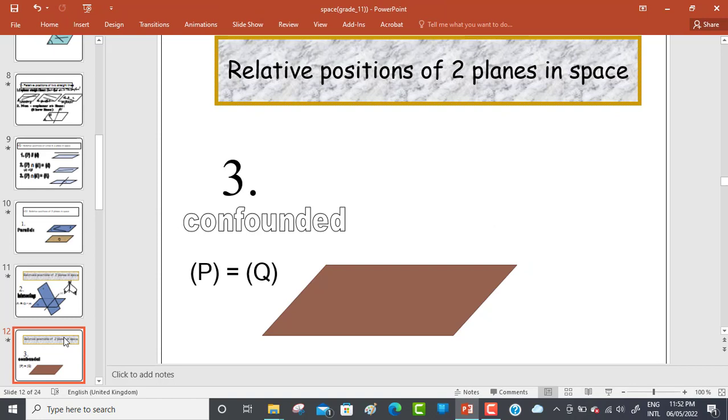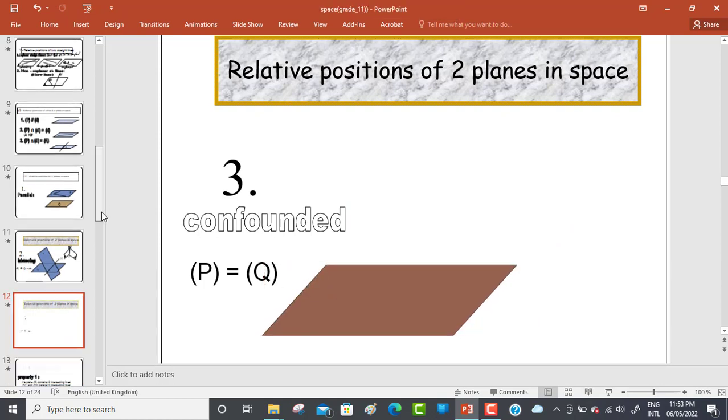Okay. Or confounded. For example, this plane P and this plane Q are confounded. They are confounded planes. Okay. Let's just give an example.